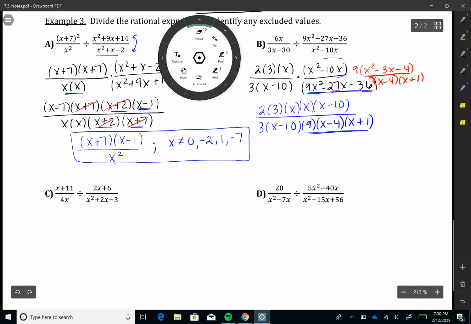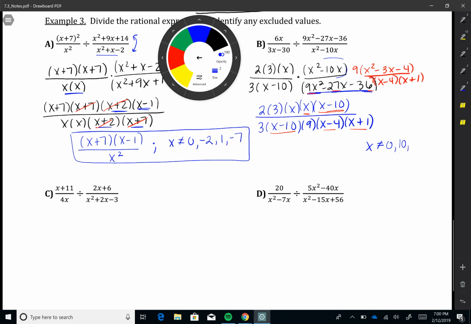Okay, let's talk about excluded values. Remember, excluded values come from your entire denominator and anything that came from the numerator of your second fraction. So that would be this factor, and then every factor with an x in it in the denominator. So x cannot equal, from my numerator, the factor of x would give me 0, x minus 10 would give me positive 10. That's also in the denominator, so I do not have to write that again. And then the factor x minus 4 gives me positive 4, and x plus 1 gives me negative 1.